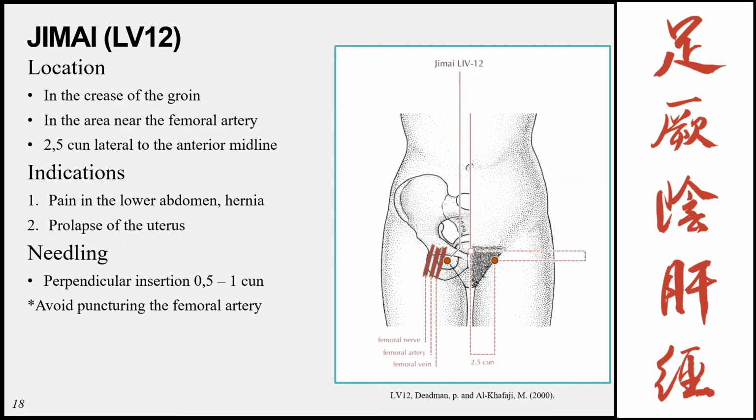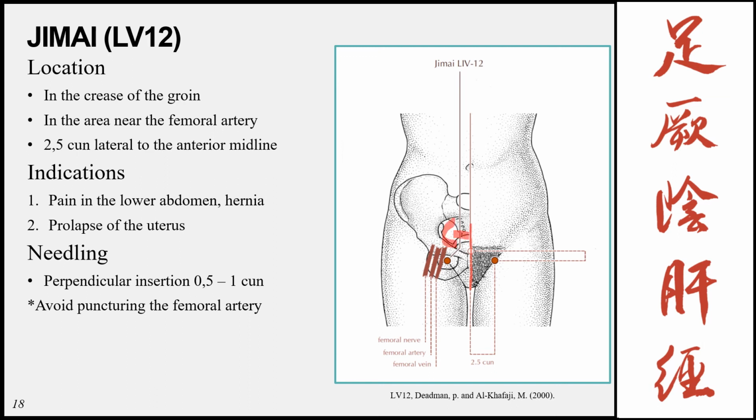The next point is GMI, liver 12. This point is in the crease of the groin. So this is the groin crease here. And it's in the area near the femoral artery. Here's the femoral artery highlighted nicely on the left side of this patient. And it's 2.5 tsun lateral to the anterior midline. So here's the midline, and we've got to go 2.5 tsun in this direction.